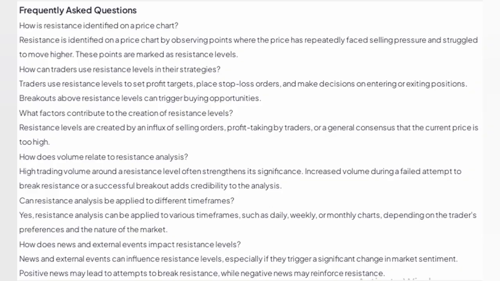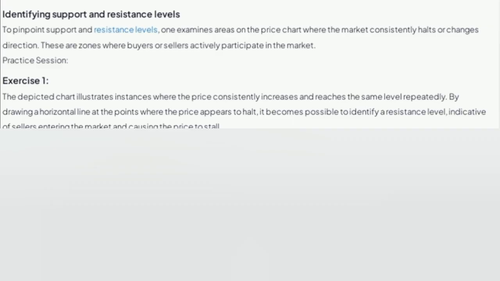Can resistance analysis be applied to different time frames? Yes, resistance analysis can be applied to various timeframes, such as daily, weekly, or monthly charts, depending on the trader's preferences and the nature of the market. How does news and external events impact resistance levels? News and external events can influence resistance levels, especially if they trigger a significant change in market sentiment. Positive news may lead to attempts to break resistance, while negative news may reinforce resistance.